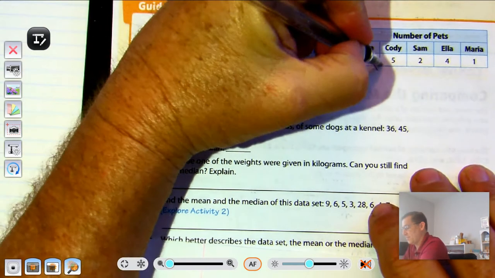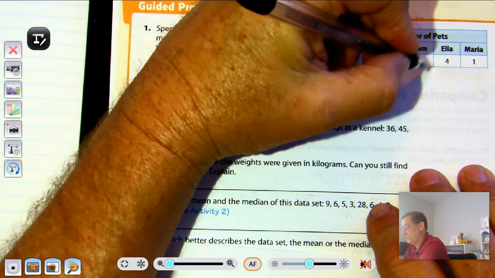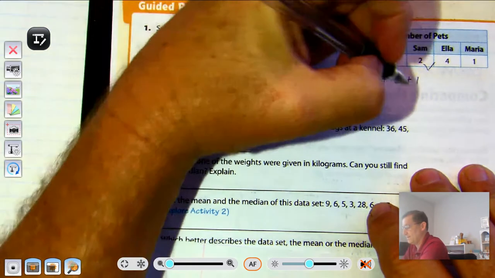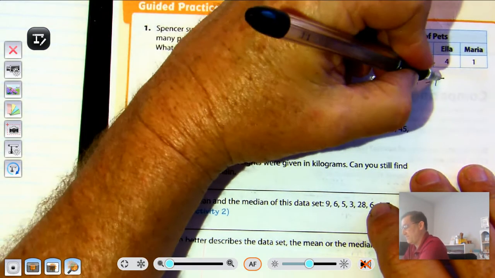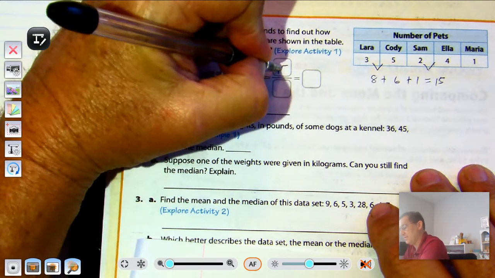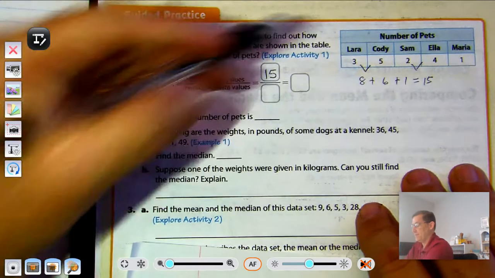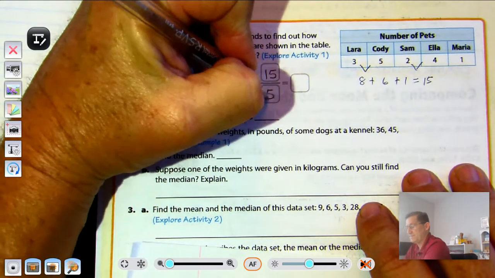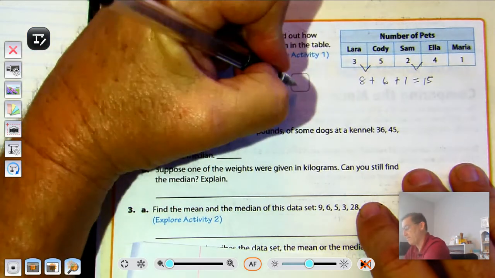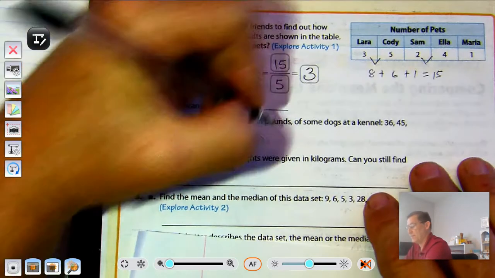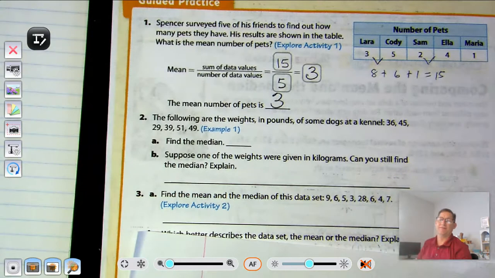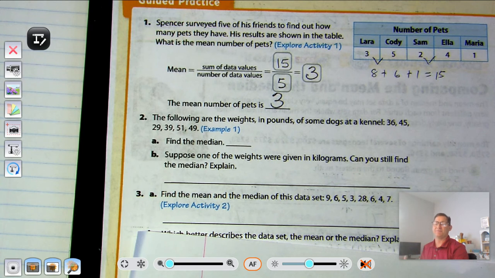So we have 3 plus 5, that's 8. 2 plus 4 is 6, plus 1. So if we add those together, we get 15. So the sum of the data points is 15. There were 5 pieces of data. 15 divided by 5 is 3. So the mean is 3, meaning the average number of pets that each of his friends has is 3.